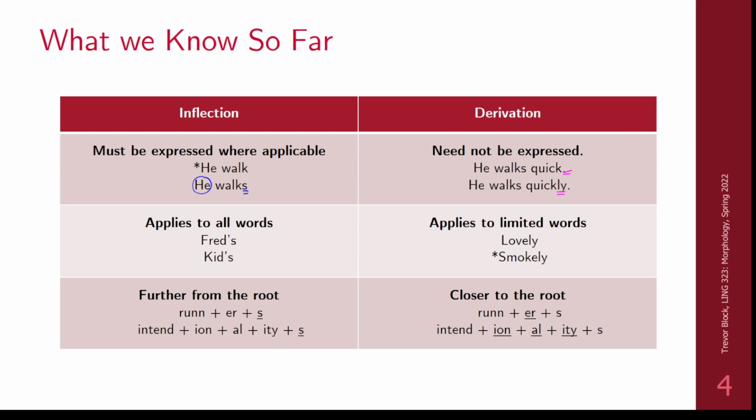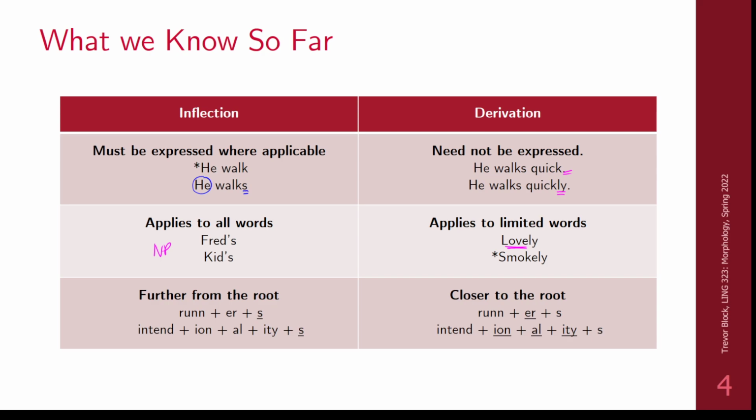Inflection applies to all words in that category. So because the possessive attaches to nouns or noun phrases, every single NP can take it. So Fred, the kids, so on. But with derivations, they tend to be limited. So lovely, the ly can attach to a lot of nouns, but not all. So we can't do smokely, for instance.